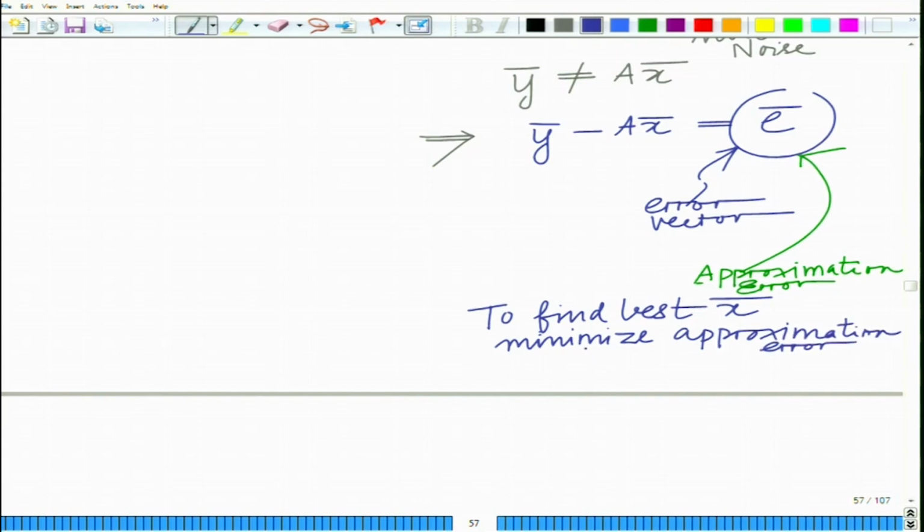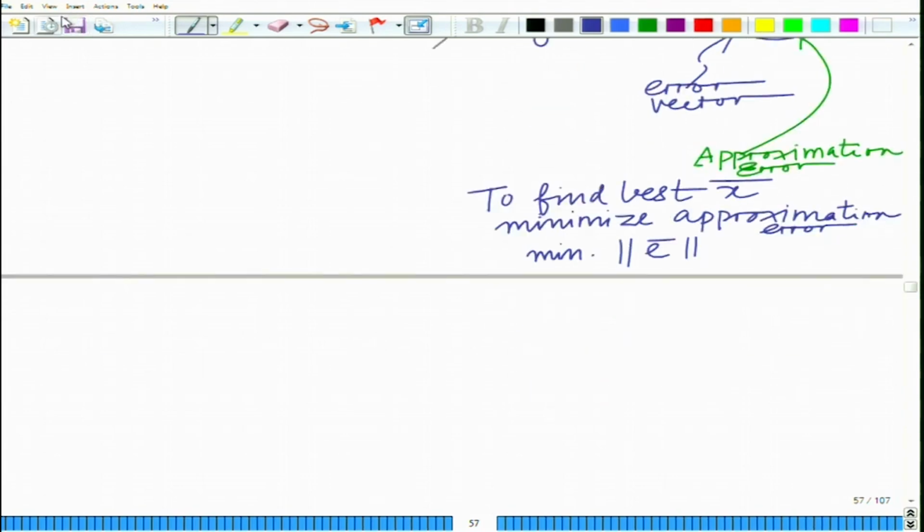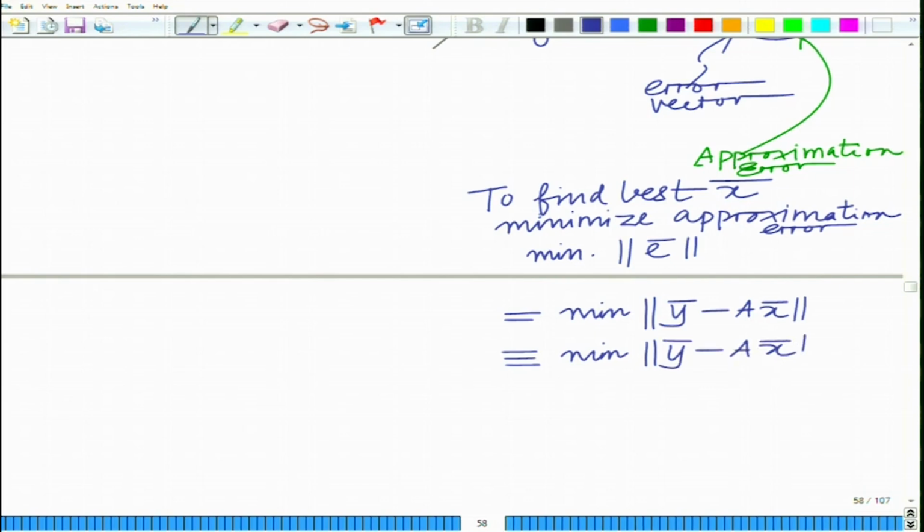Now error is of course a vector. What does it mean to minimize the error? We will simply minimize the norm of the error vector, which is basically equal to minimizing the norm of y bar minus A x bar, which is equivalent to minimizing the norm square of y bar minus A x bar.